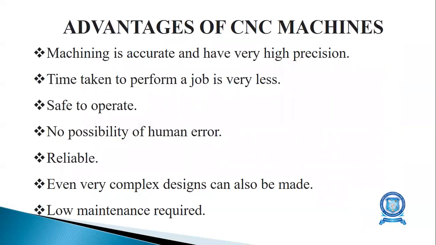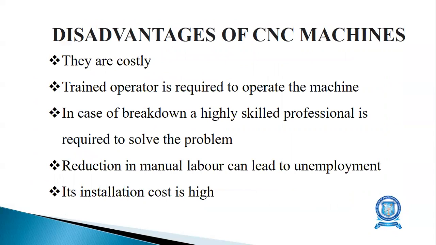Advantages of CNC machines. Machining is accurate and has very high precision. The time taken to perform a job is very less. It is safe to operate. No possibility of human error. It is very reliable and flexible. Even very complex designs can be made. Low maintenance required.